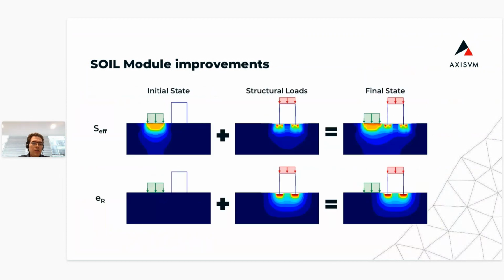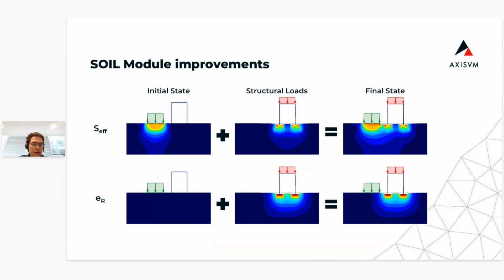This slide shows a cross-section of a simple model. The top row shows the effective stress in the soil, and the bottom row shows the resulting displacements. In the initial state, only distributed load acts on the soil, and for easier understanding, in this example, the soil self-weight is not considered. It is clear that stress arises from this initial load, but deformation does not occur. In the second column, you can see the deformations and stresses that develop in the soil due to the structural loads.